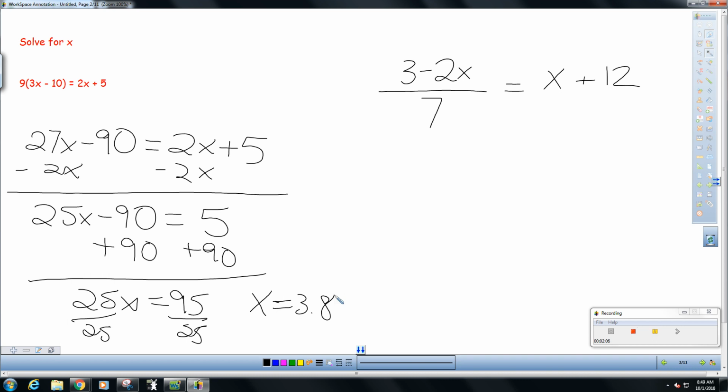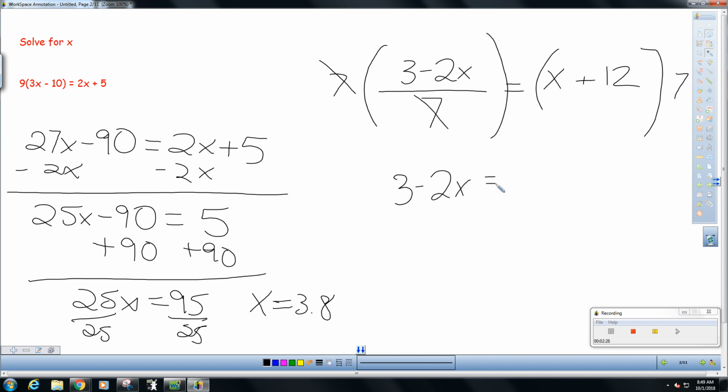In this one, I don't really like working with fractions, so I'm going to multiply both sides by 7 to start, Carson. On this side, the 7 divided by 7 is 1, and those have canceled out. So you just have 3 minus 2x. And on this side, you have 7x plus 84.